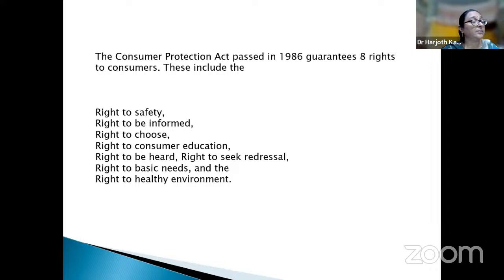Will my health get worse if I use this product? You have to question like that. Then you'll become aware of your rights. Okay, so these are your basic responsibilities.